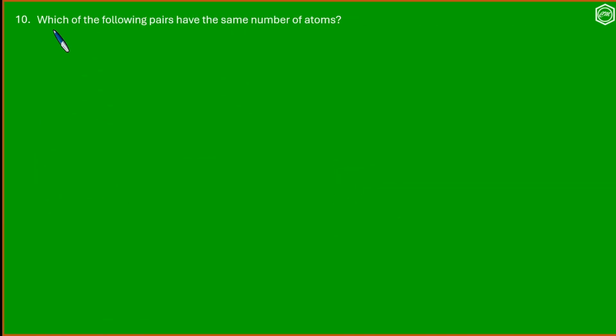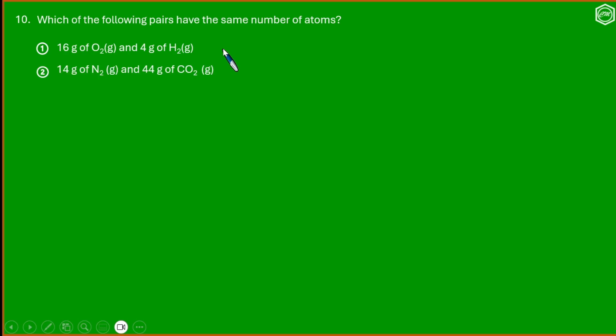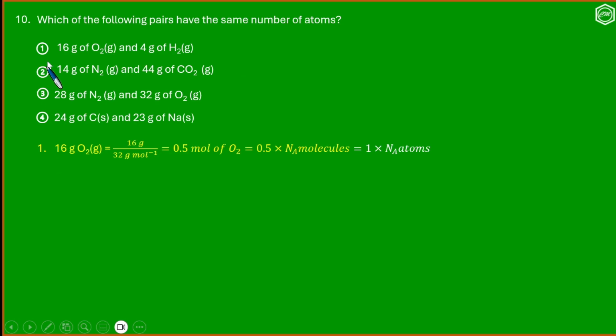Question 10. Which of the following pairs have the same number of atoms? Option 1, 16 gram of oxygen and 4 gram of hydrogen. Option 2, option 3, option 4. In this case, we have to calculate the number of atoms or molecules in each pair. Let us take first option.